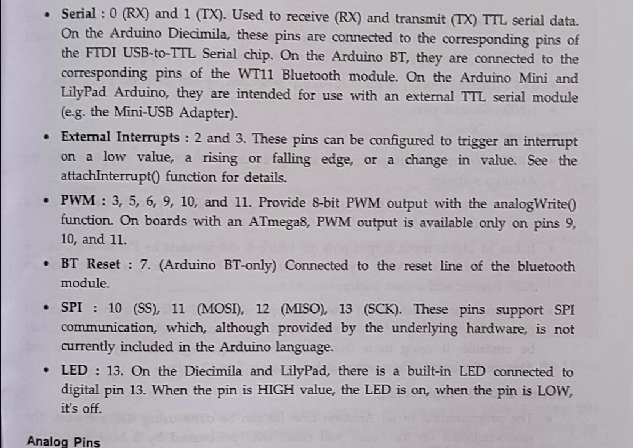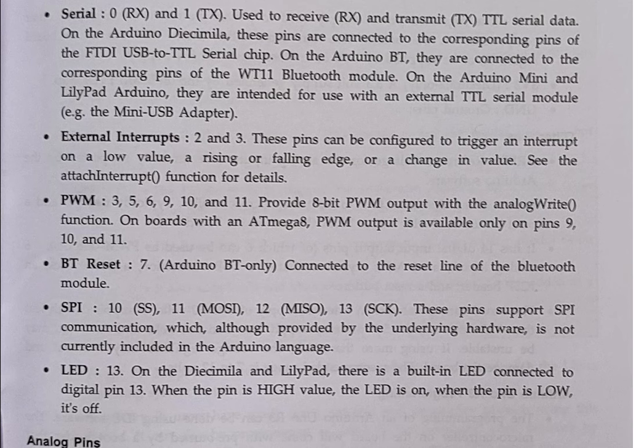PWM is for pulse width modulation, and pins 3, 5, 6, 9, 10 and 11 are there for PWM. 8-bit PWM output with the analogWrite function. So whenever we want a PWM type of output, then we use this, or we can say that whenever we have an analog type of signal, then we use PWM. So on a board with the Atmega8, PWM output is available only on pins 9, 10 and 11. So if you use the Atmega8 board, then only pins 9, 10 and 11 are for PWM.